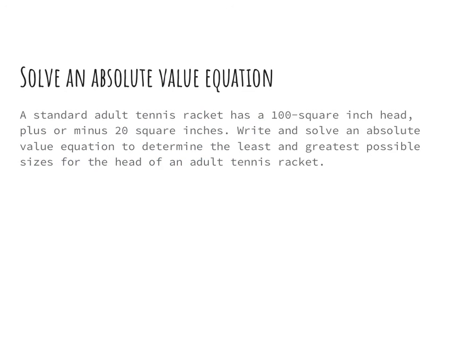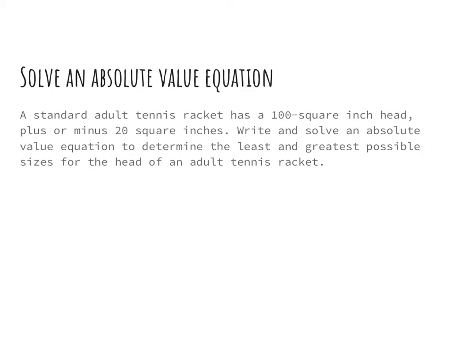Okay, so now we're going to write and solve an absolute value equation. A standard adult tennis racket has a 100 square inch head plus or minus 20 square inches. So the difference between the given head of the tennis racket and a standard one is going to be 20 inches, and the standard one is 100. So the difference between whatever it is and 100 should be 20 at the most.